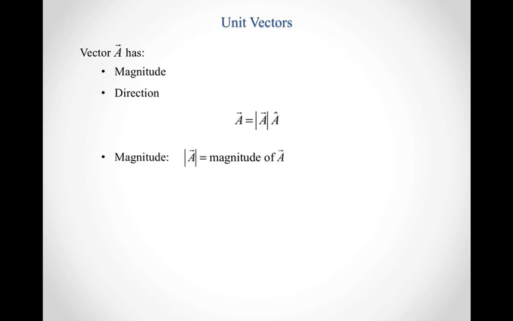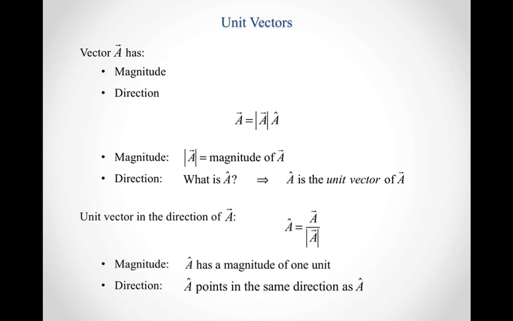Well, basically, I know what that first piece on the right is telling me. Again, that's the magnitude, which would imply that this thing, A hat, must be telling me about the direction. And sure enough, A hat is the unit vector of vector A. It's indicating what direction vector A points in.